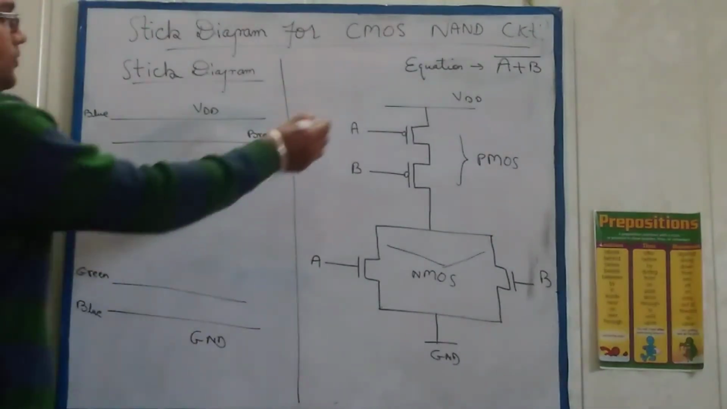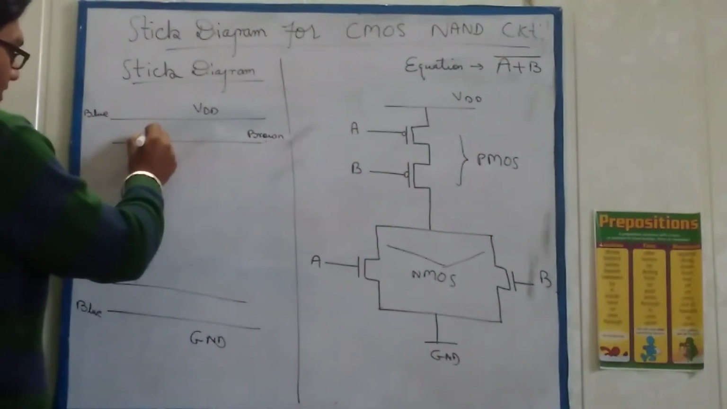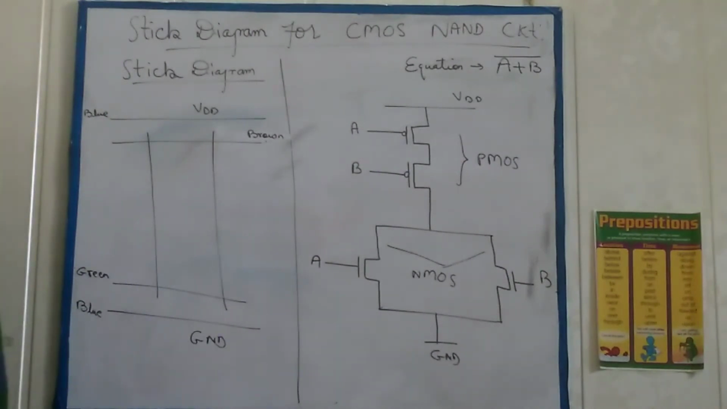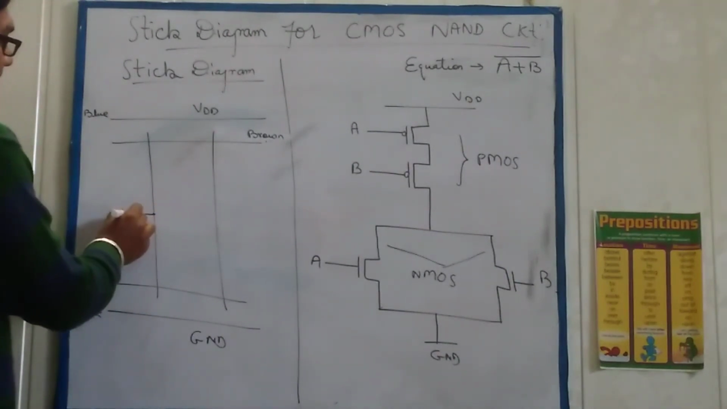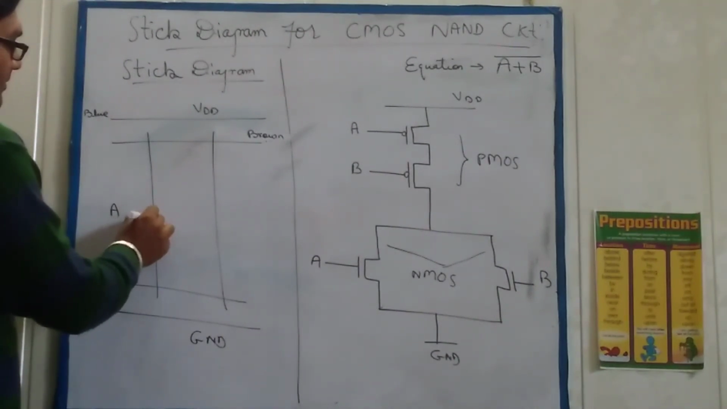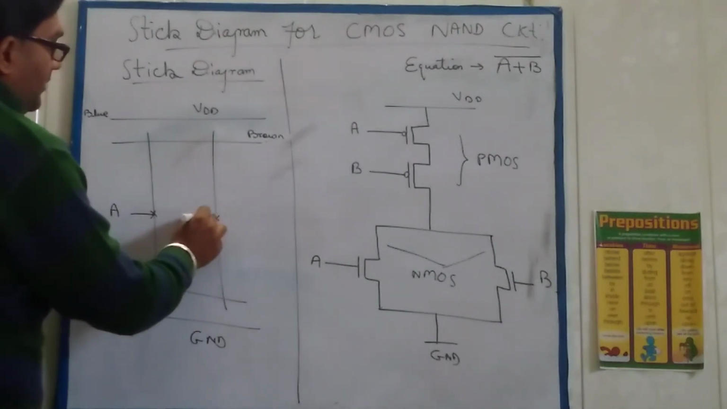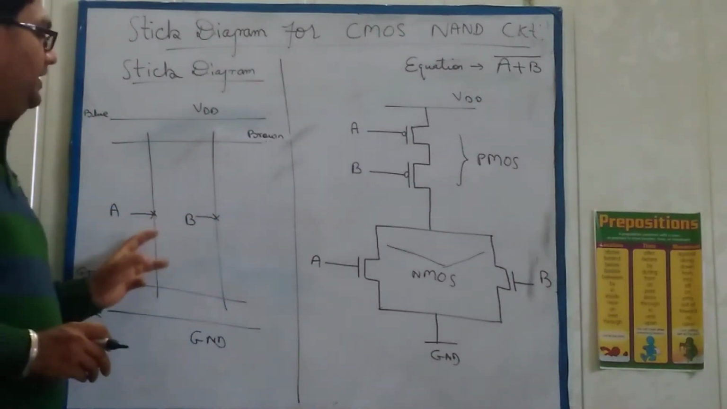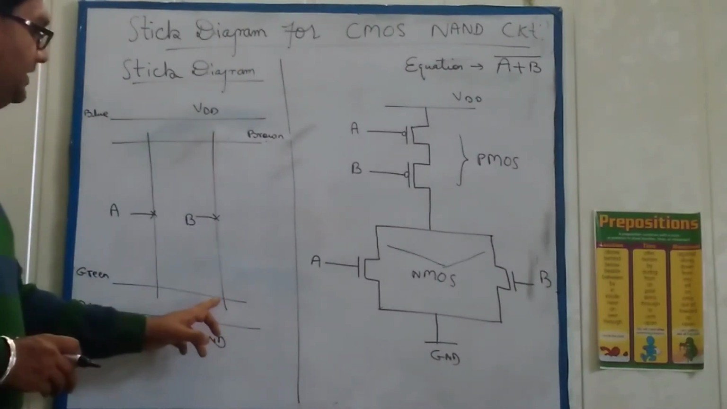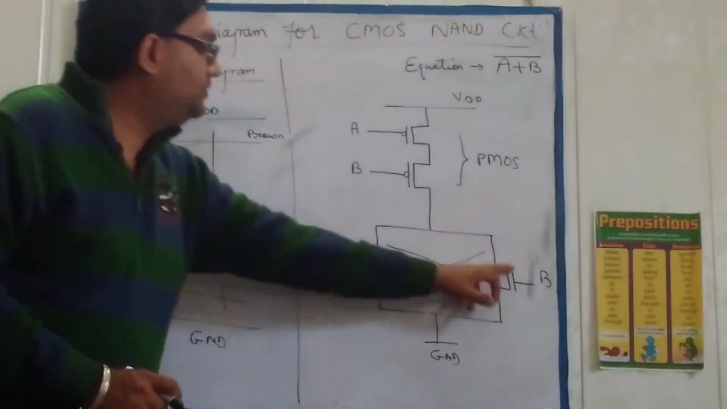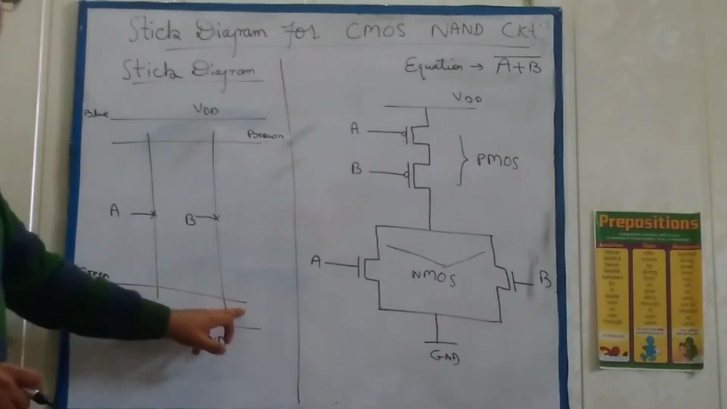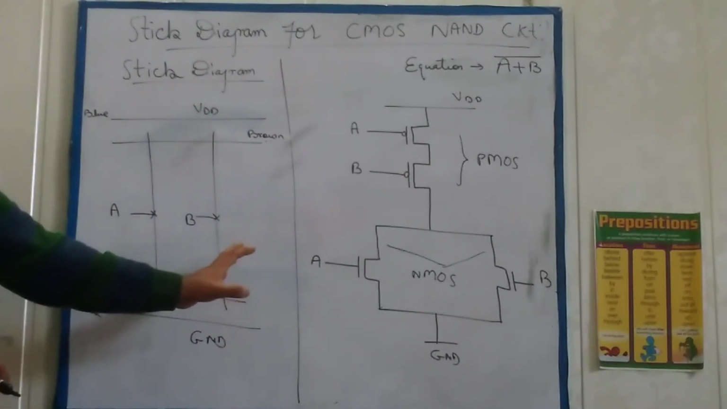Now there are two transistors, so mark two lines here, one for A, okay, mark the cross here, and one for B. These are the two inputs, right? A and B, these are the two inputs, and these lines are from the transistor. So we have 1, 2, 3, 4 transistors. So this crossing, 1, 2, 3, 4, 4 crossings. So we have 4 transistors, right?